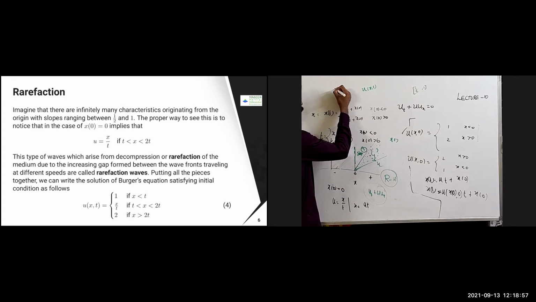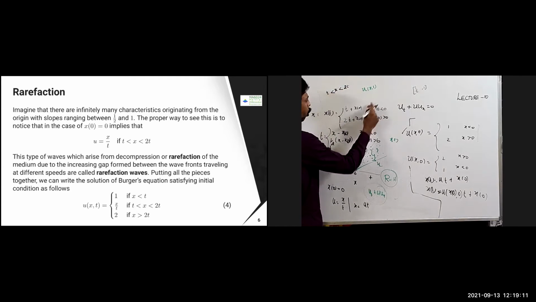In between these two means whenever x is between this t, because x of 0 is 0. In this case, this is going to be 0. Therefore, x is going to be between t less than x less than 2t. That means it is going to be in between.